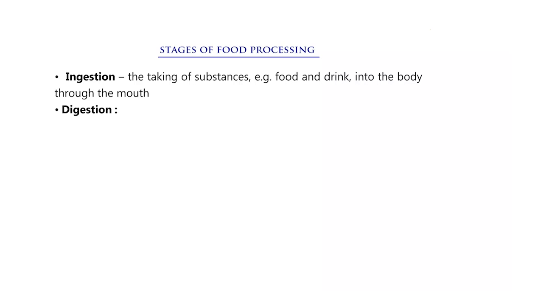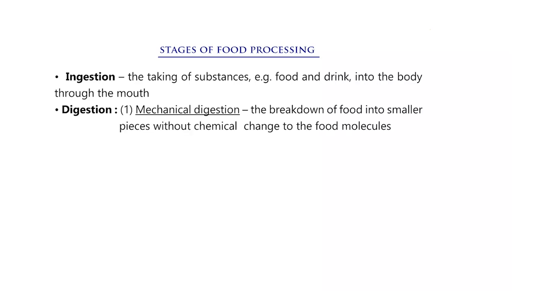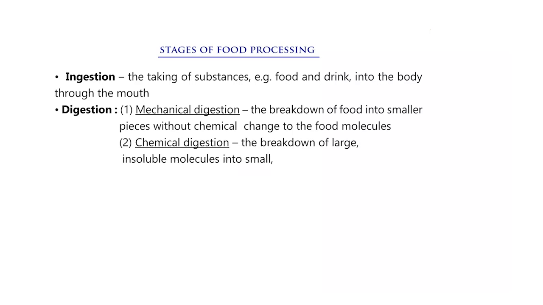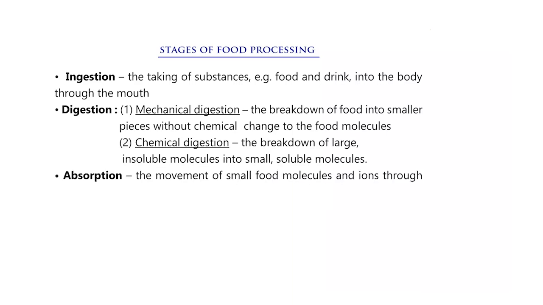So digestion can be mechanical or physical, which involves the breakdown of food substances into smaller pieces without chemical change to the food molecules. Then secondly, there is chemical digestion, which is the breaking down of large insoluble molecules into smaller soluble molecules. The next stage is absorption, which is the movement of small food molecules and ions through the walls of the intestine into the blood stream.